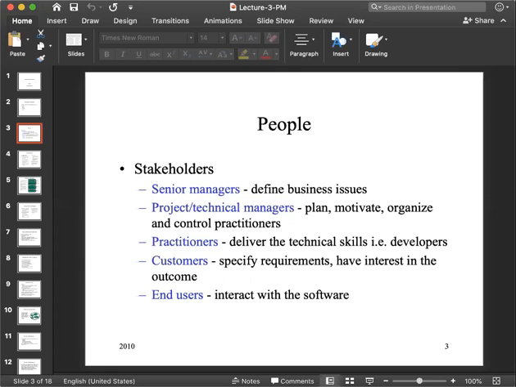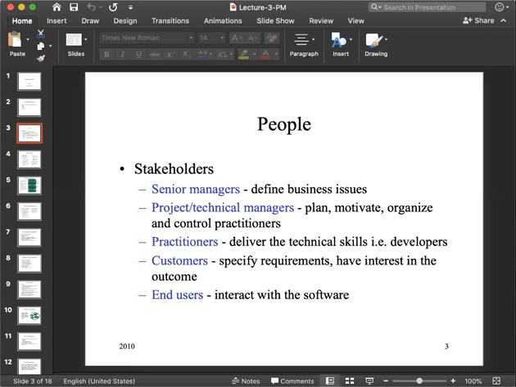Project and technical managers will plan, motivate, organize and control the practitioners. Practitioners are those who deliver the technical skill, those who are basically the coder, the developer. Okay, these people are actually doing the work.